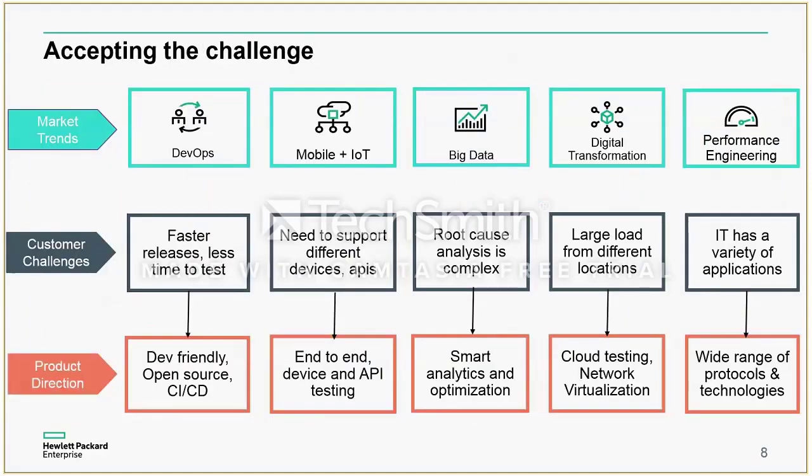And then how are we going to accept those challenges? So the market trends, the customer challenges, the product directions, all of those can be affected depending on which method or which things you're concerned about, whether you have to have high performance engineering, mobile, DevOps. We have to support different devices. We have to get into large load, faster releases. We need to have a solution that supports all of those. We've done that with StormRunner Load, which we'll see throughout the demonstration today.